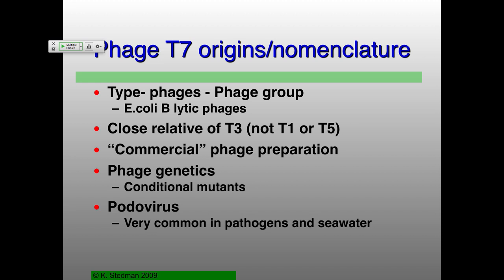Another reason that people got excited about T7, and it turns out to be, again, very similar to T3, is there were lots of really good mutants. And a lot of what we'll talk about in terms of the genome and understanding of early, middle, and late genes comes from the study of various different mutants that you could make in these viral genomes. And then, of course, these are protoviruses, which are pretty common in the environment.